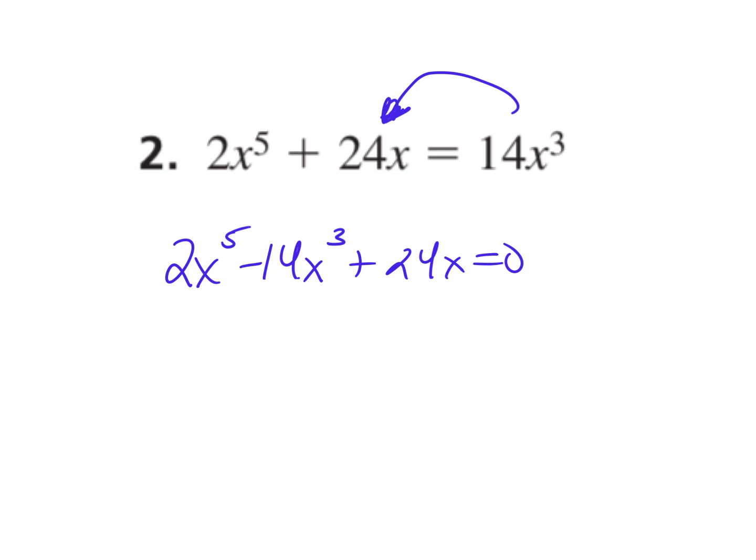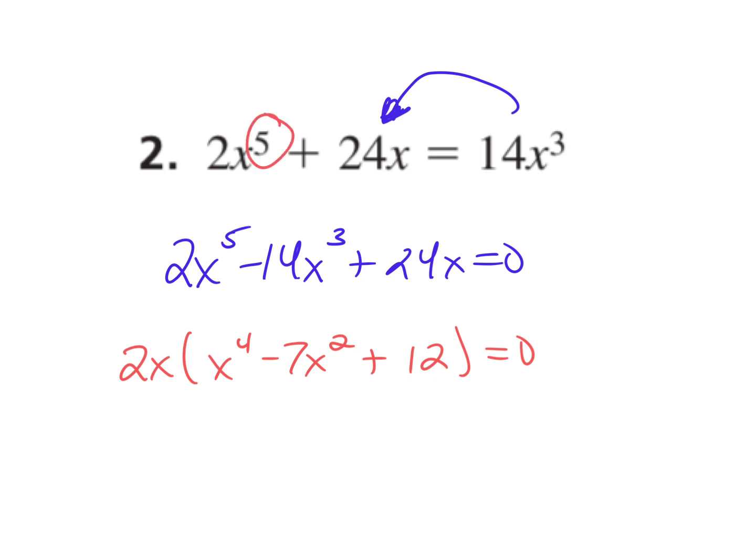And now let's just go through the process for the 20th time. What do I look for? GCF. I'm going to take out a 2x. I'm left with x to the 4th minus 7x squared plus 12. You guys agree? Okay. How many answers should I have here?